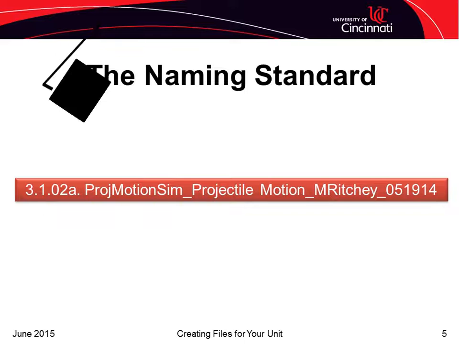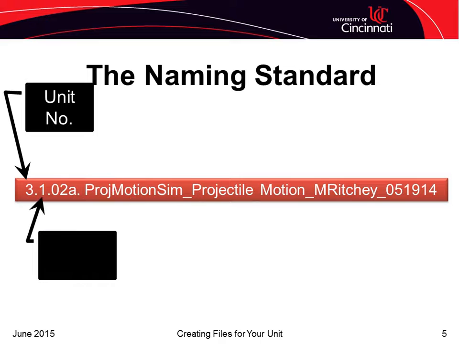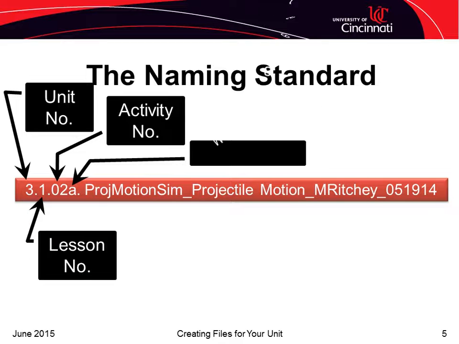Let's walk through each of these file name descriptors one at a time. The unit number, in this case, is a 3, since it was the 3rd unit the teacher developed. The next number, a 1, represents the lesson number. The activity number is 02, and the worksheet letter is the letter A. We use a 02 for the activity to maintain the correct alphabetic order when more than 9 activity documents are included. We use letters for the worksheet, starting with the letter A. If you develop more than 26 worksheets, your 27th worksheet would be AA. Hopefully none of you torture your students with that many worksheets.